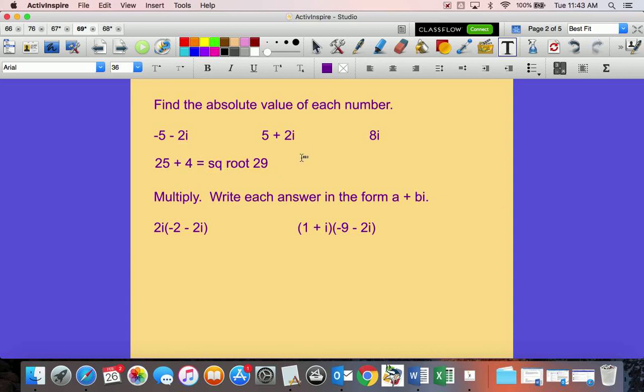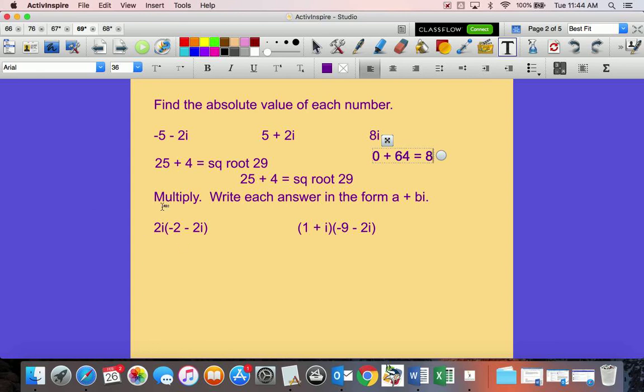For the second one, we do the exact same thing. We go 5 squared is 25, plus 2 squared is 4, equals, again, the square root of 29. All right, and then for our last one, we've got 8i. Well, we don't have a real part like we did over here, so it'd just be a 0. So if you really wanted to, we could go 0 squared plus 8 squared is 64, and then take the square root of that. Well, the square root of 64 is just an 8. All right, so we're just doing the Pythagorean theorem for these when we're asked to find the absolute value of each one of these complex numbers.